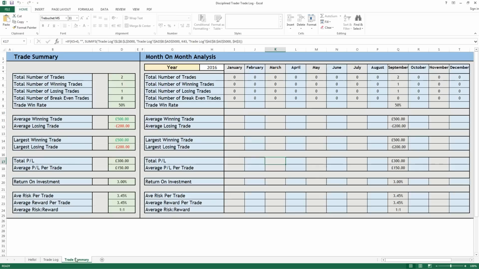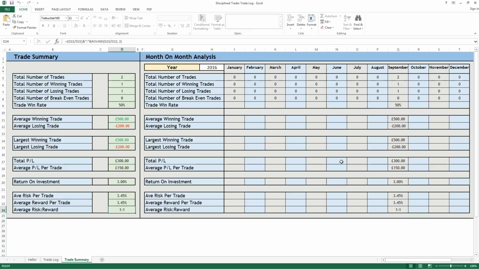The second part of my journal is this sheet here. I don't input any information on this sheet as it gets all its data from the sheet we just looked at. The left side of the sheet tells me information such as how many trades I've taken, the number of those that won, lost or broke even, my total profit and loss, my average risk per trade, and my average risk to reward ratio. The right side breaks this information down month by month.